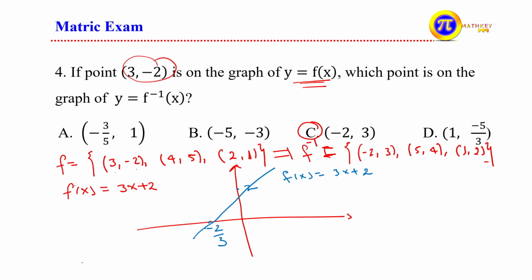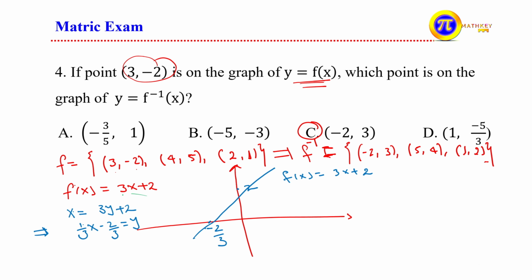Similarly, let's try to find the inverse of this function. To find the inverse of this function, we said what? We interchange x and y. This means f of x means y, so we interchange this as x is equal to 3y plus 2. After that, solve the value of y in terms of x, or express the value of y in terms of x. This means 1 over 3 into x minus 2 over 3, which is equal to y.